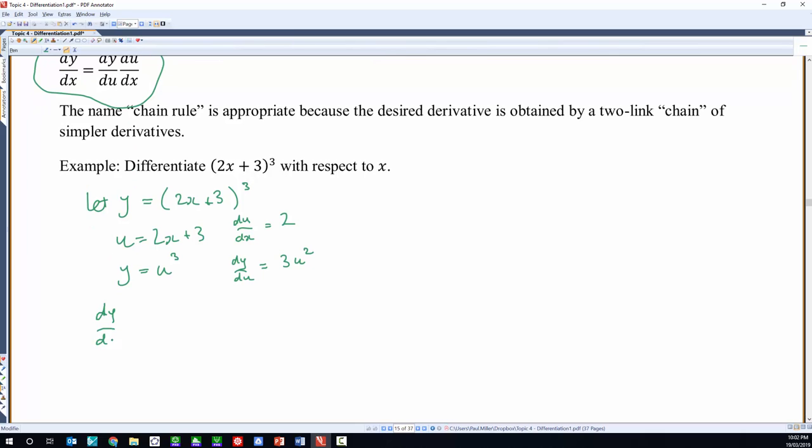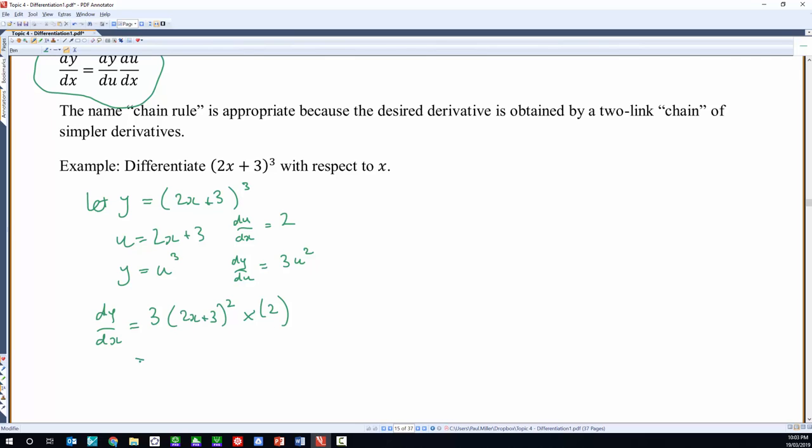dy/dx is equal to the outer function, 3. Note that this is a u. I'm not going to write u in. I'm going to actually put my definition of u in here: (2x + 3)^2. And then I'm going to multiply that by du/dx, or in this case what I found it to be, which is 2. Now, I know that this is a bit silly, but I'm just going to put that in some brackets just to emphasize a point later on. Okay, so that's multiplied by 2.